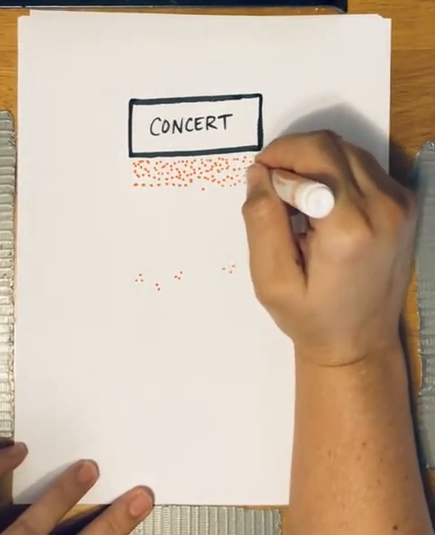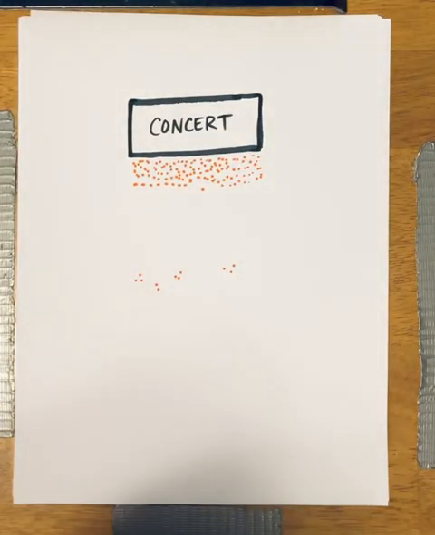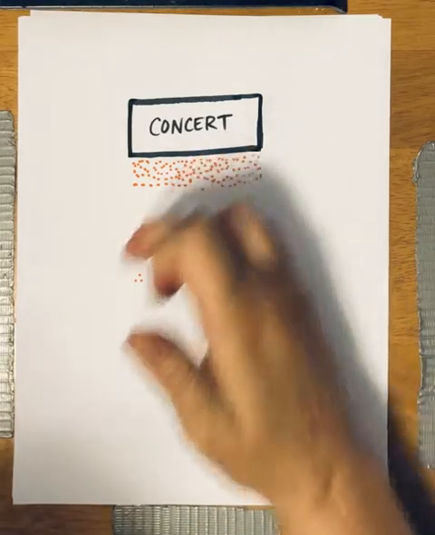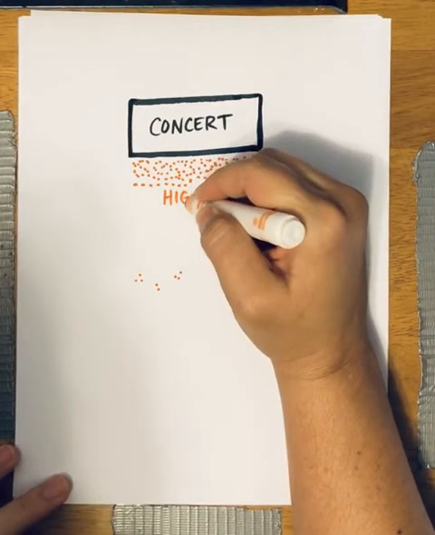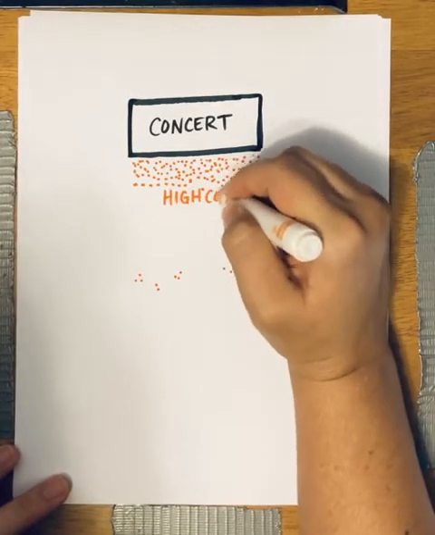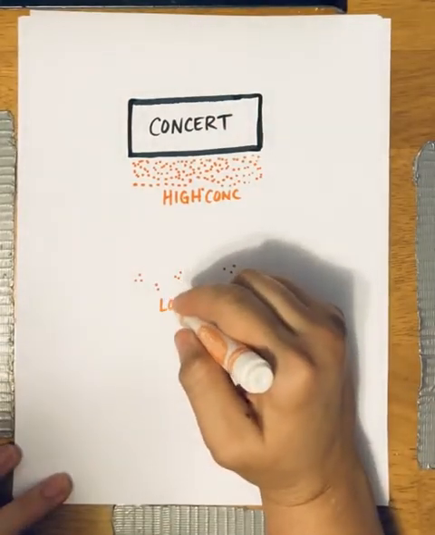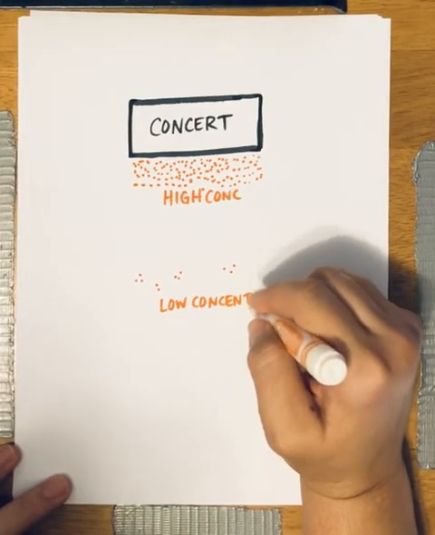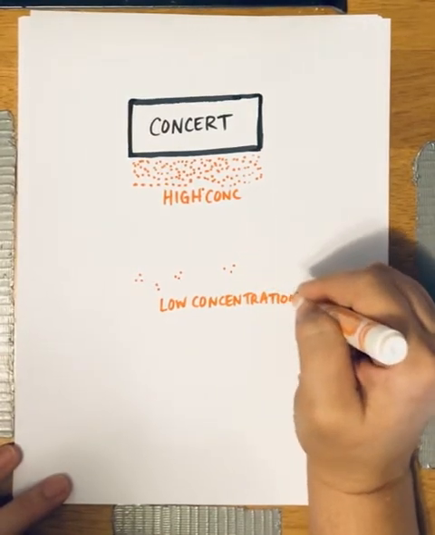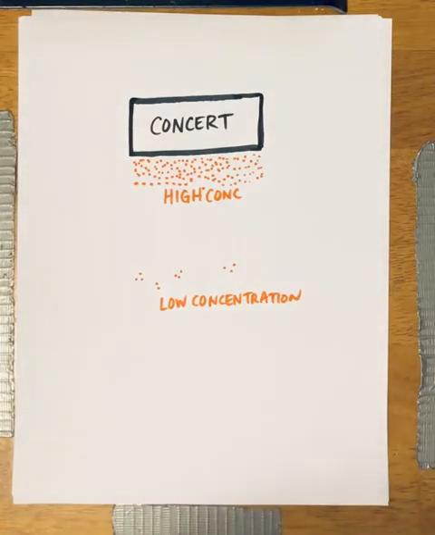Now, I use this to help my students understand the different types of transport. So, this obviously represents a high concentration. There's more people at the front of the concert than there is at the back. There's a lower concentration in the back. Now, you can make this super easy on yourself by learning this way of drawing.